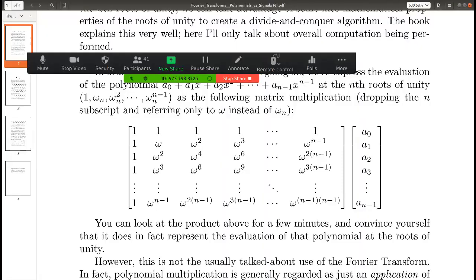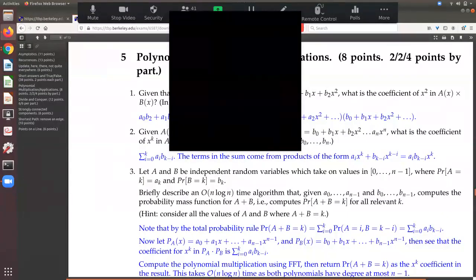So the first two parts of this question, we're asking you just to recognize the structure of the polynomial multiplication itself, which is very, very useful.